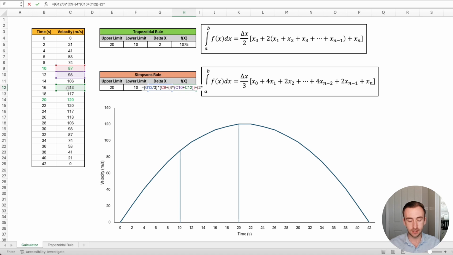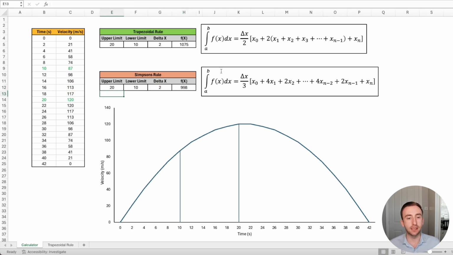Then we put plus, open the bracket, and this time it's going to be 2 times, open another bracket, and it's going to be the C11 plus the C13. And that then encompasses the even brackets. So then if we close that, we need to add the final term, which is the xn, and then close the bracket, and we hit equals.